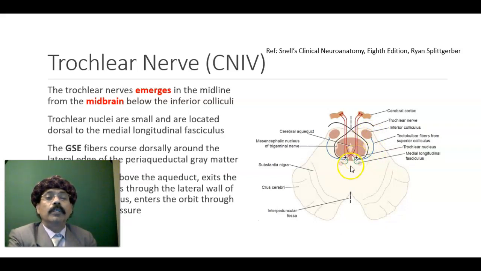Okay, we got that. The trochlear nerve moves around the periaqueductal gray matter, and it goes to the other side in the midline area like that. This is the periaqueductal gray matter, and the nerve is surrounding that, going out through the midbrain. Partly it is present in the subarachnoid space. Then it goes to the lateral wall of the cavernous sinus, enters the orbit through the superior orbital fissure, and innervates the superior oblique muscle.